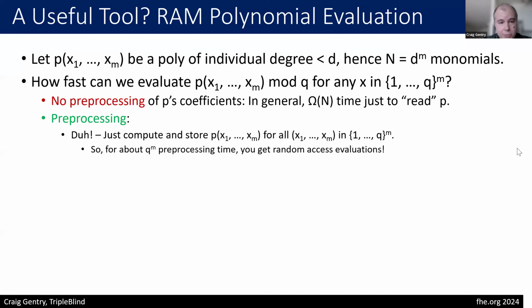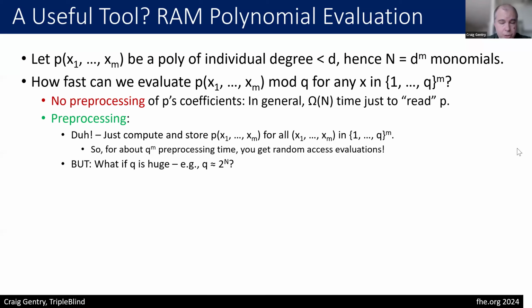But if there's preprocessing, here's a really simple idea. You just compute and store all the evaluations of p at all the different inputs. Once you've done that, then obviously the random access time of evaluation is really easy because you just go to the location corresponding to the input. So how many different inputs are there? Well, there are q to the m different inputs if we're evaluating this polynomial mod q, and you would have to store the evaluation at all of them for this trick. Well, that could be bad.